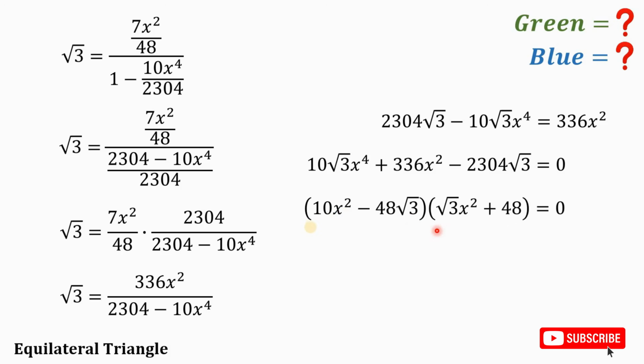Now let's double check this factor. The outer 10x squared times 48 is 480x squared, and the middle term is negative 48 times 3, or negative 144x squared.